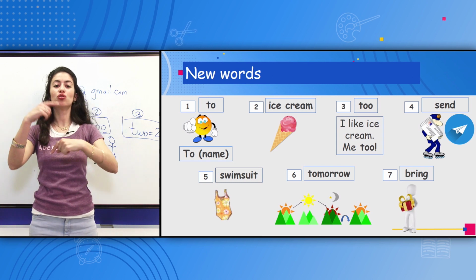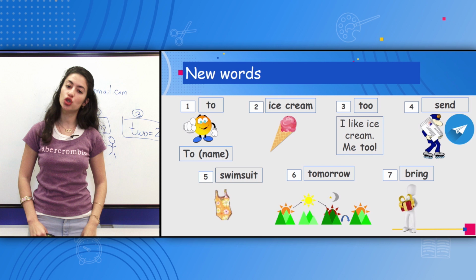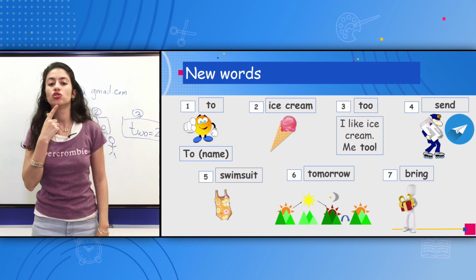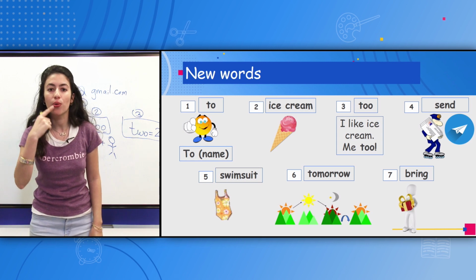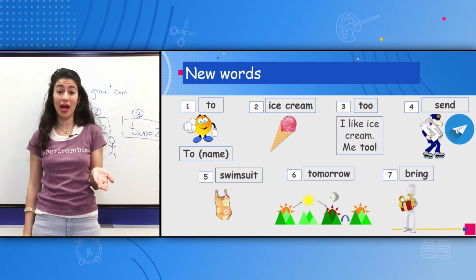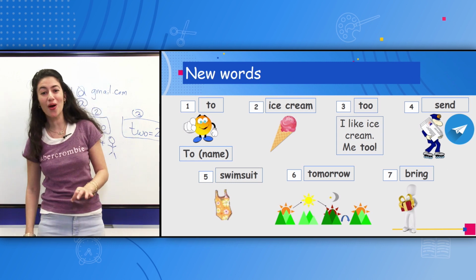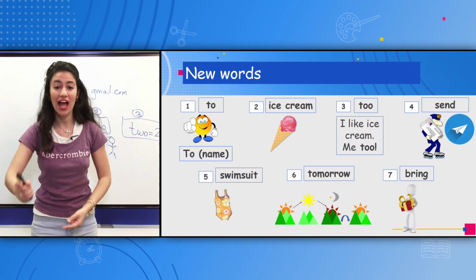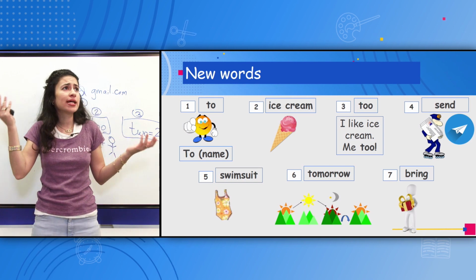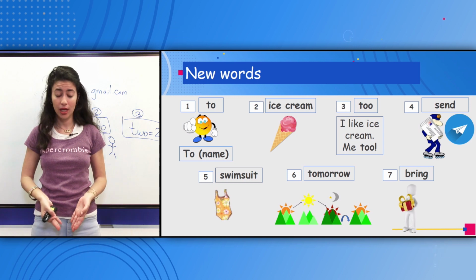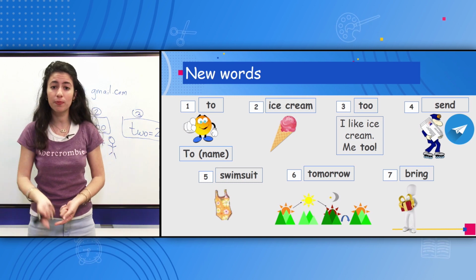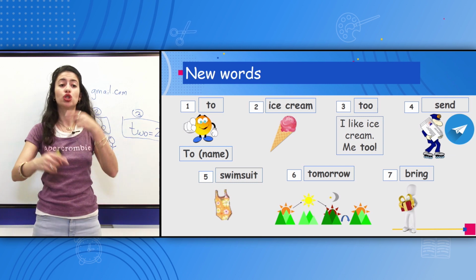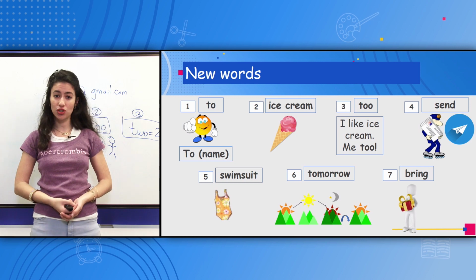Number 6. Tomorrow. Say, tomorrow. Tomorrow. Good job. Do you know the song from Annie? Tomorrow, tomorrow, I love you, tomorrow. It's the day after today. So if, for example, today is Sunday, tomorrow will be Monday. And if today is Friday, tomorrow will be Saturday.